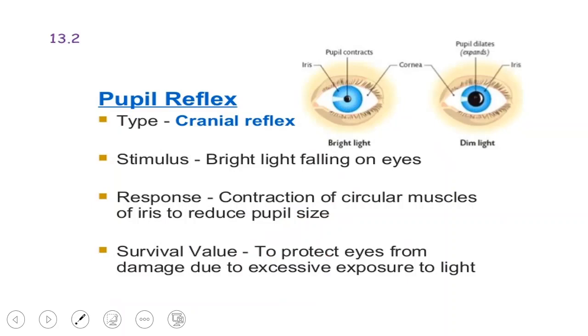The cranial reflex receives messages from the skull, from the head. In the cranial reflex, we have examples like eye blinking, yawning, sneezing, coughing, pupil reflex, tearing, and breathing. Pupil reflex is like how the pupil responds to the change in light intensity. So if bright light is falling on the eyes, the response is contraction of circular muscles in the iris, which reduces the pupil size. And again, this has survival value.